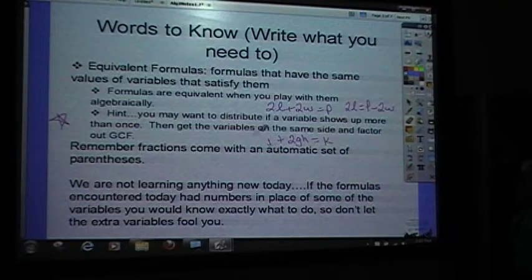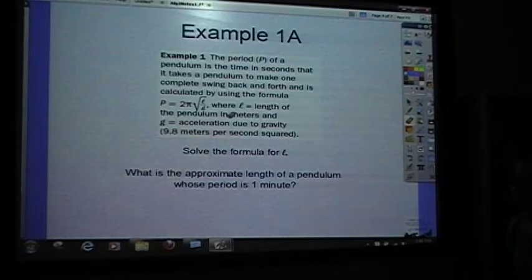Remember, fractions come with an automatic set of parentheses. And basically, we're not going to learn anything new today. If the formulas you encountered today had numbers in them instead of the variables, you would know exactly what to do. Basically, today you just need to make sure that you don't let all the extra variables fool you.